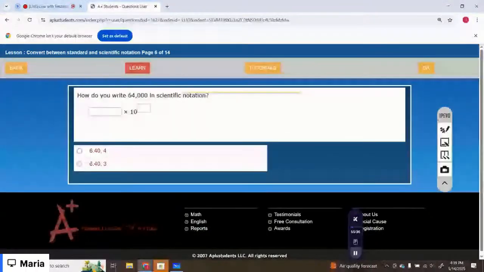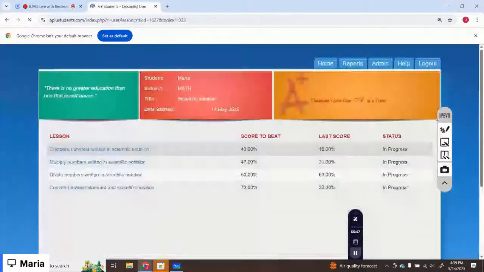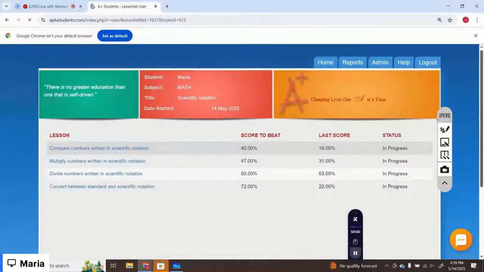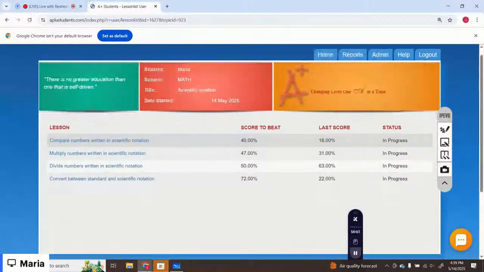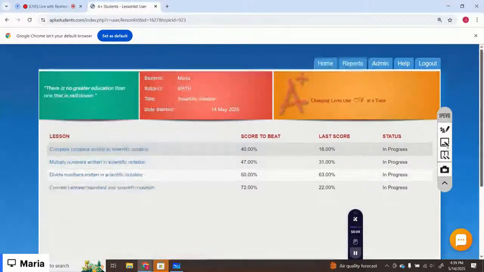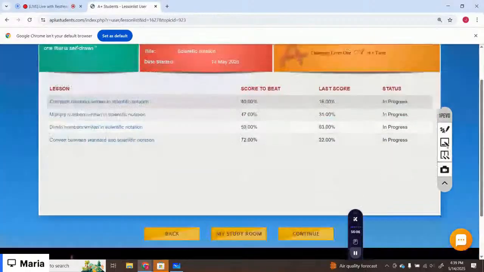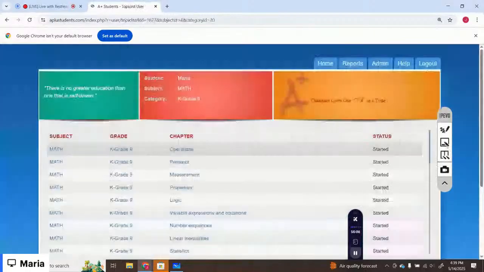Okay, you can complete the lesson by yourself today. So we are working on scientific notation. The lessons we covered today are compare numbers written in scientific notation, multiply numbers in scientific notation, divide numbers in scientific notation, and work between standard and scientific notation. Please make sure that you complete and review these questions of the lessons.